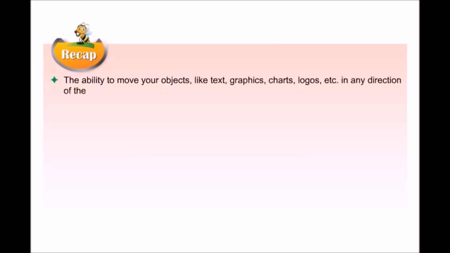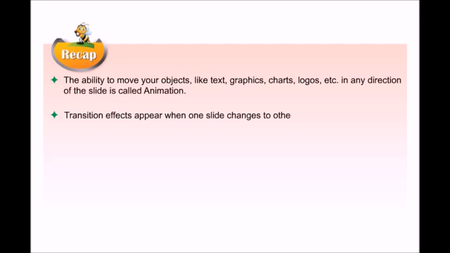Let us quickly glance through the key points discussed in this chapter. The ability to move your objects like text, graphics, charts, logos, etc. in any direction of the slide is called animation. Transition effects appear when one slide changes to another during slideshow view.